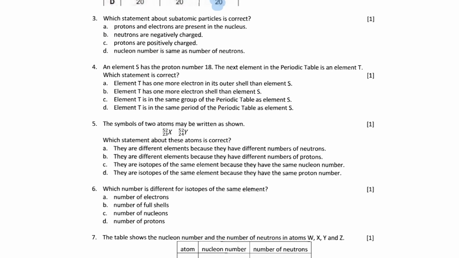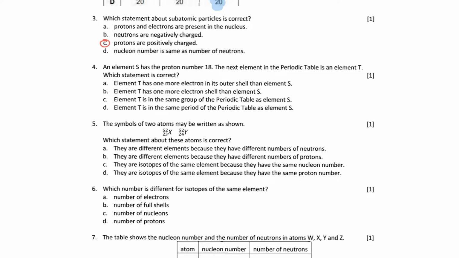Moving on, which statement about subatomic particles is correct? Now remember, subatomic particles are protons, electrons, and neutrons. These three are the ones that we consider when we say subatomic particles. So let's see, protons and electrons are present in the nucleus. That's actually wrong, because it's protons and neutrons. Neutrons are negatively charged? Neutrons, as the name suggests, are neutral. So this is wrong. Protons are positively charged. That's a universal fact. That is true.